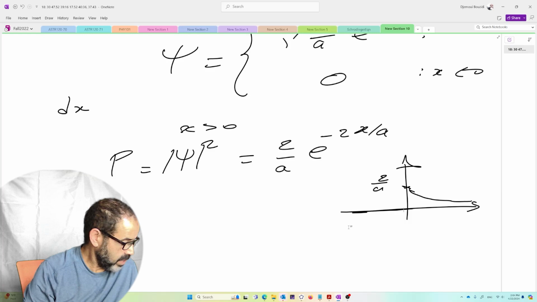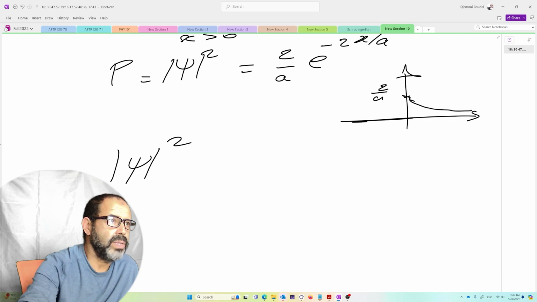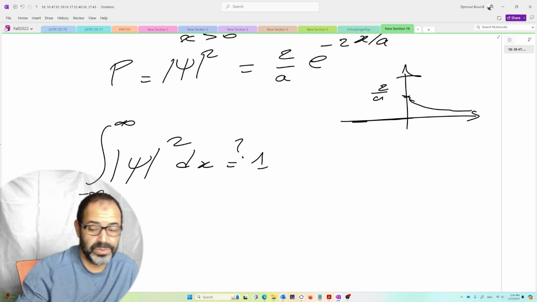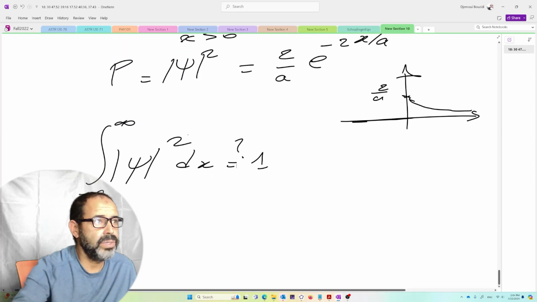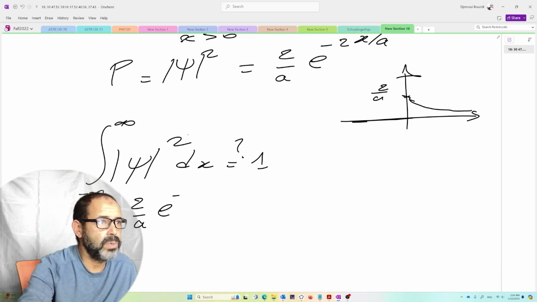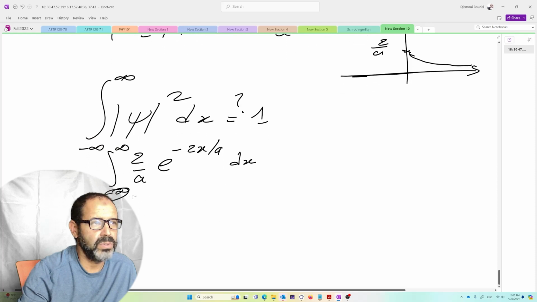C, show that psi is normalized. So psi is normalized if and only if the integral of psi squared from negative infinity to positive infinity is 1. Let's check that. We're not saying it is equal to 1, but we're saying it should be 1. So again, this quantity is 2 over a exponential of negative 2x over a, and the integral is from 0 to infinity, because from negative infinity to 0 it's 0. So this should be divided into 2 regions, where part of it is 0 and the other part is this quantity, from 0 to infinity.